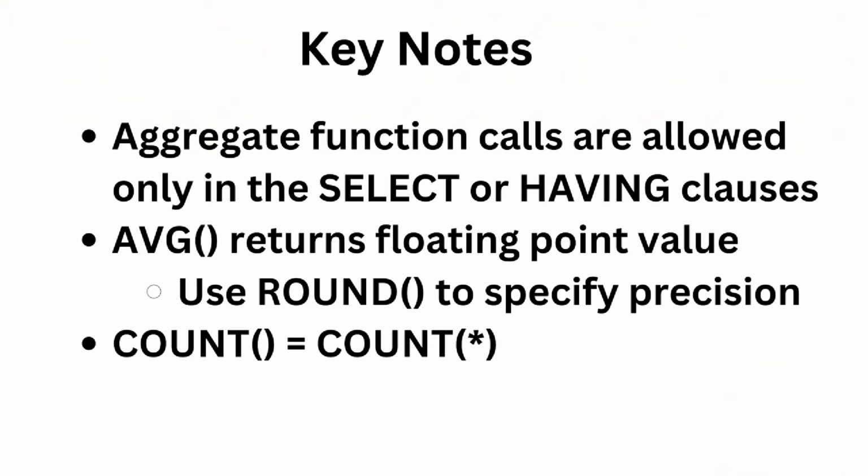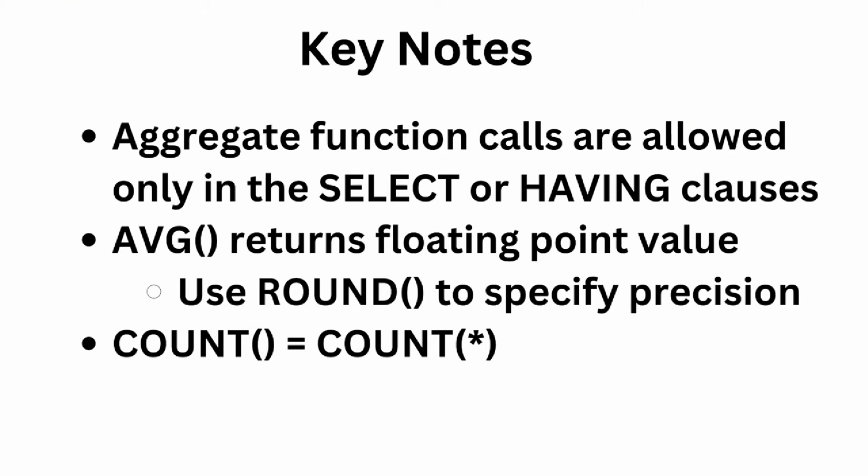Some special notes to keep in mind for certain particular aggregate functions: the average call returns a floating point value many decimal places long. For example, it could be something like 2.342418, etc. And you can use the round function on top of average to specify precision after the decimal. So we'll see that in this particular lecture.